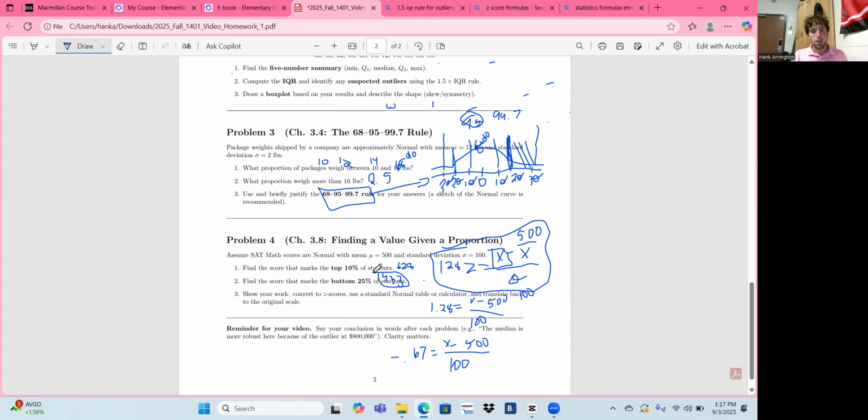Okay, so that is how you solve these four problems.